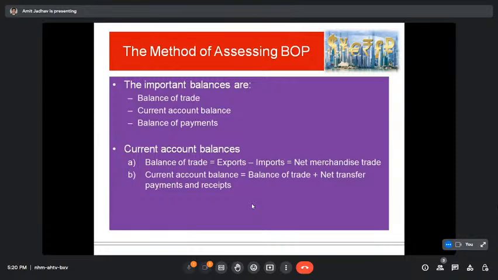So how can we get the current account balance? Export minus import is equal to merchandise trade, and that gives us the balance of trade. Current account balance is equal to the balance of trade plus net transfer payments and receipts done by the particular country. That will be the current account balance.